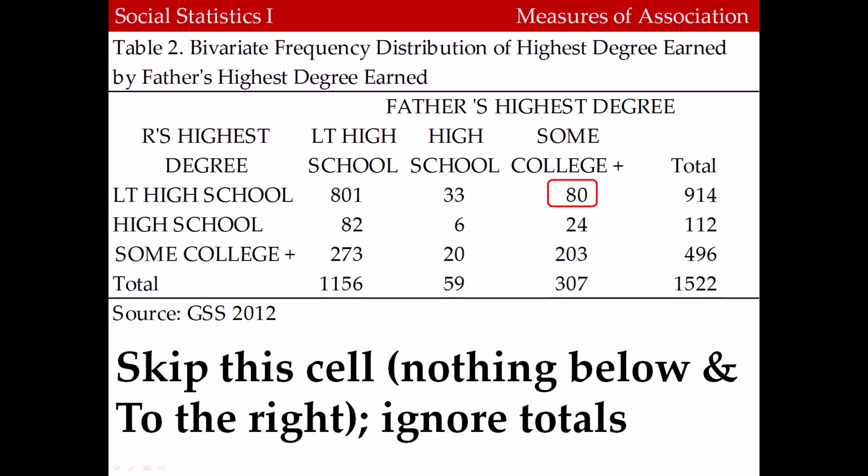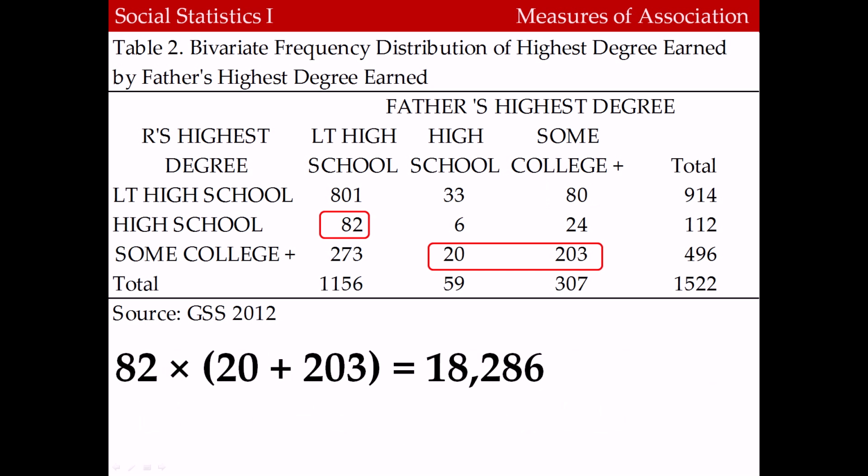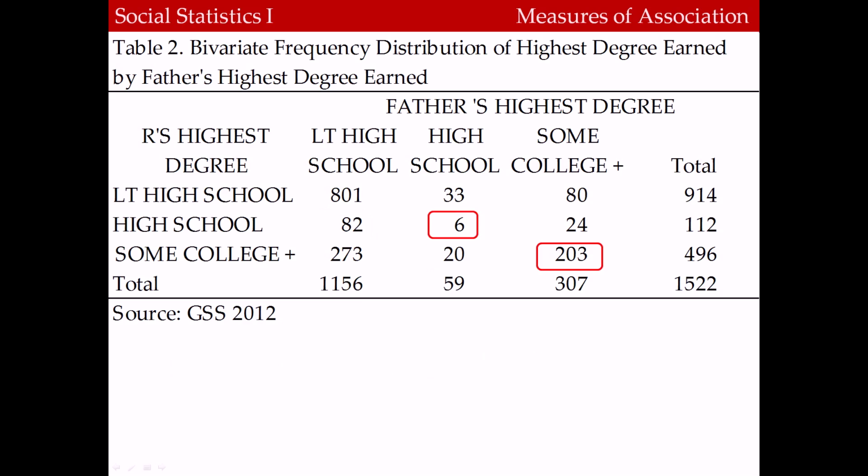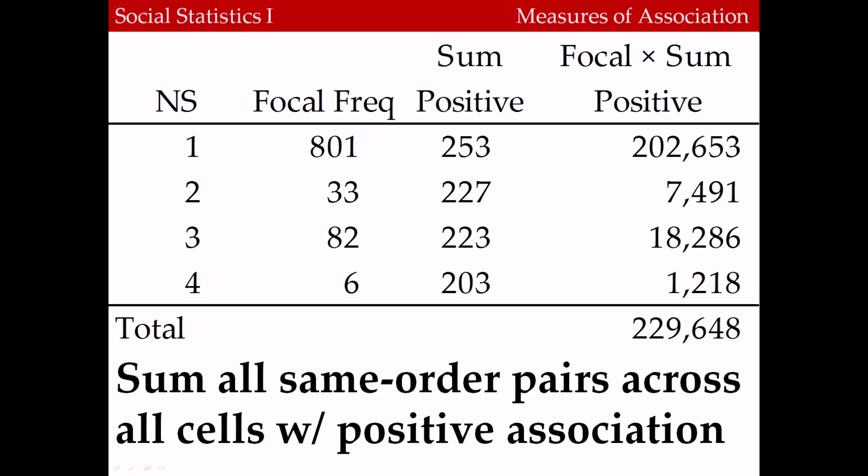Notice that we can skip the next cell because it has nothing below it and to the right. In other words, we don't use the marginals or the totals in the calculation of our measure. So we move on to the next row, and we see that the first cell in this row has a positive association with these 2 cells, the ones below and to the right. And so we just add those 2 together, 203 plus 20, and we multiply it by 82 to give us 18,286. And then we move on to the next cell, which has a value of 6, and we multiply it by 203. And that gives us our last same order pair, because notice that all the other remaining cells have nothing below and to the right. So 6 times 203 gives us a value of 1,218.